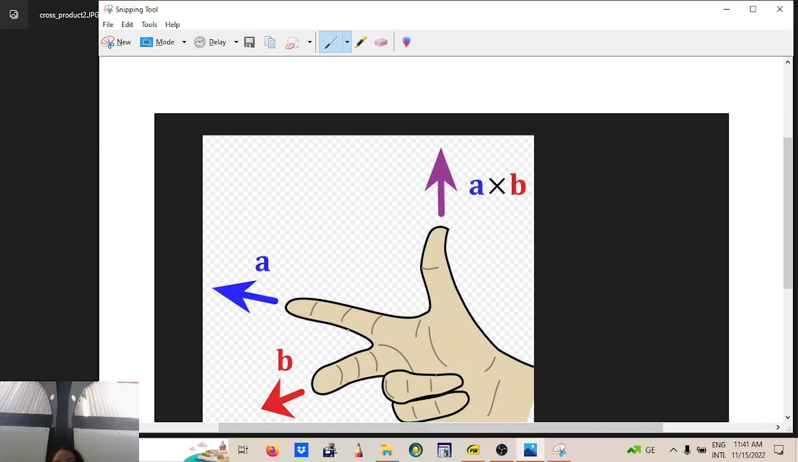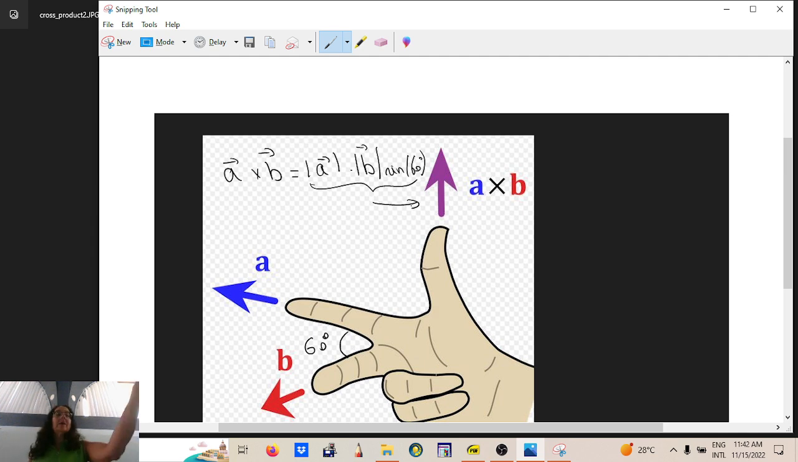That angle here, let's say this is 60. I'm just taking an example. So the cross product of A and B will be, by definition, the magnitude of A, you know, how much, times the magnitude of B, how much, times the sine between them. And that will be the magnitude of the cross product here. And the direction is given by that. Is that clear? So it's cross product in 2 minutes.